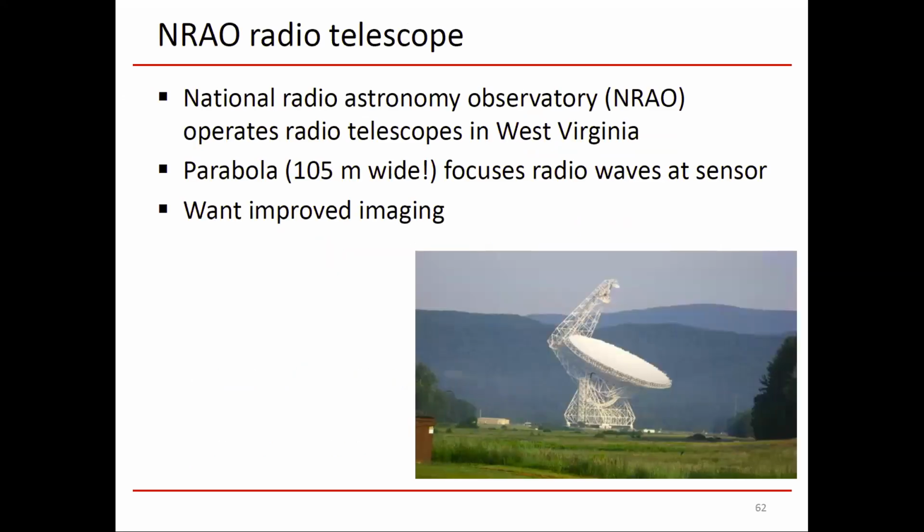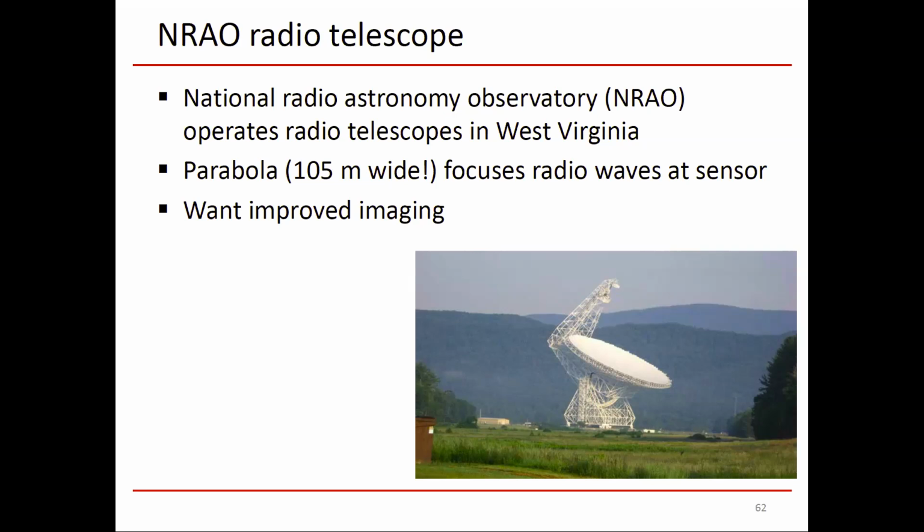The National Radio Astronomy Observatory, or NRAO, operates a bunch of large radio telescopes in West Virginia. Their largest radio telescope, here's a picture of it, has a surface that is a parabola where the focal point is way over the parabola in the air. The parabola is pretty large. I've been there and I've actually been at the focal point. The parabola is 105 meters wide. So you can imagine basically a football field of these moving elements, and they move because the parabola is suffering from wind and it's rotating and so on. So you need to constantly align the surfaces to achieve a very nice parabola surface. And overall, the radio waves are being focused at the sensor, and we want improved imaging from this device.